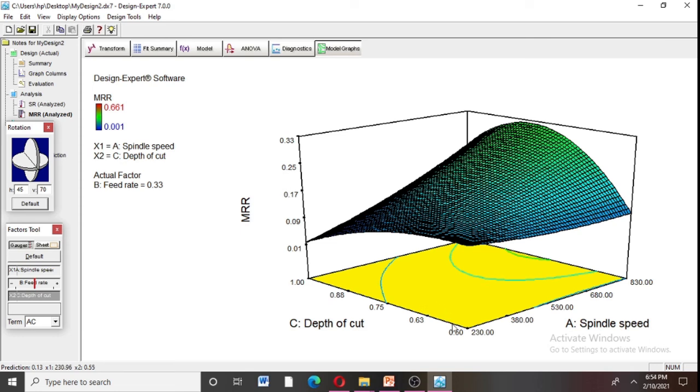With the combination of both at middle levels, you see the maximum material removal rate occurs with the medium level depth of cut and the higher spindle speed. 830 is the higher spindle speed and 0.75 is the medium level depth of cut. With this, we can achieve the maximum material removal rate. Likewise, you may write the response.